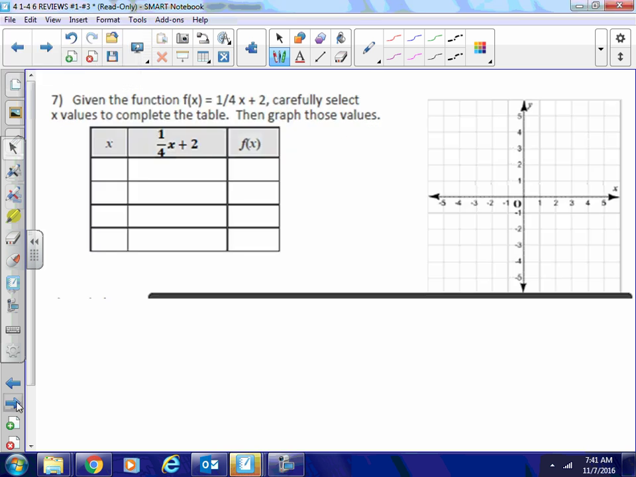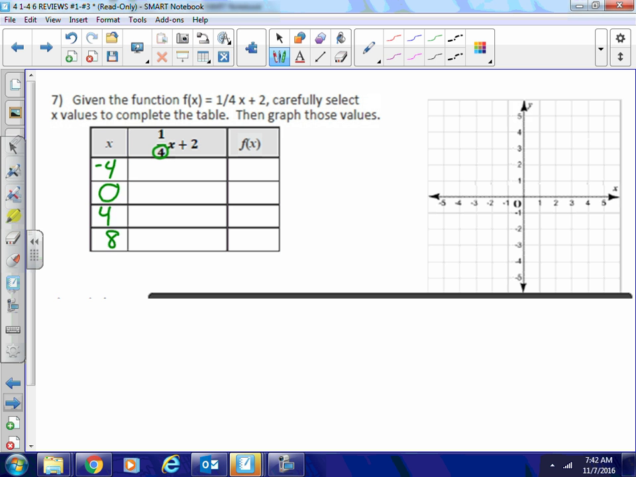Number 7, given the function f of x equals 1/4 x plus 2, carefully select values for x to complete the table, then graph those values. Well, you could put in 1, 2, 3, and so on. However, we've got to multiply that by a 1/4. And I wouldn't want to multiply those numbers by 1/4. So let's try again. My denominator is 4, therefore I would like my x values to be multiples of 4, such as -4, and 0 is always wonderful to plug in, +4, and +8.